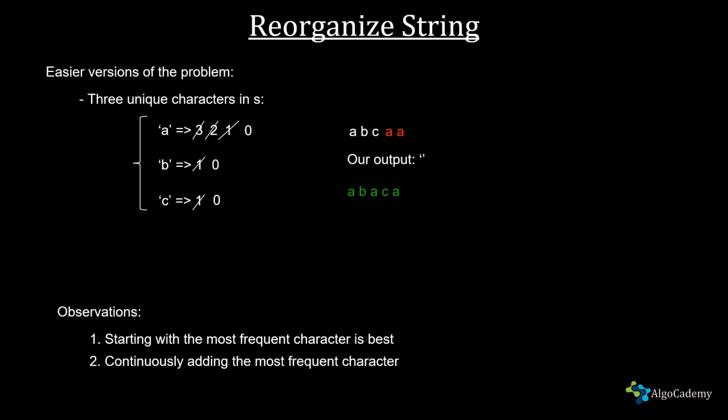But this approach will also have a little problem. Let's recap the example. Initially, the most frequent character was A, so we added an A. Now, the most frequent character is still an A. But now, we shouldn't add another A, because the last added character was an A, and this will provide a bad solution. What we should do instead is, after adding the first A, we know now that this is the last added character, so we should put it on hold. We should say, okay, continue with the most frequent character which is available.